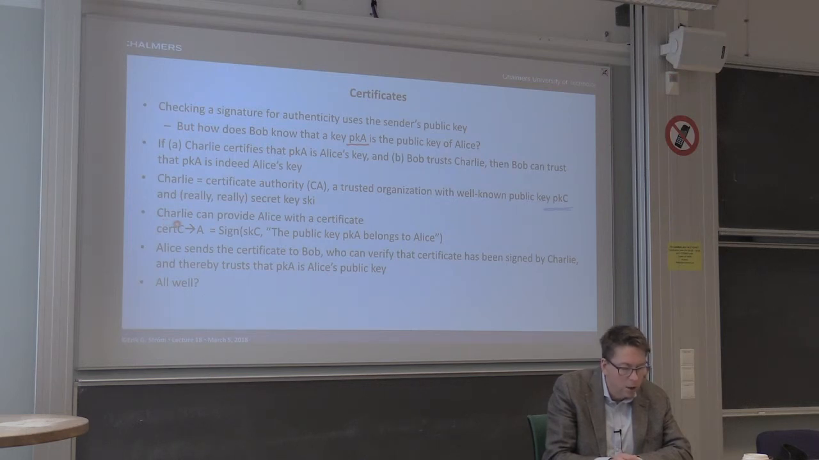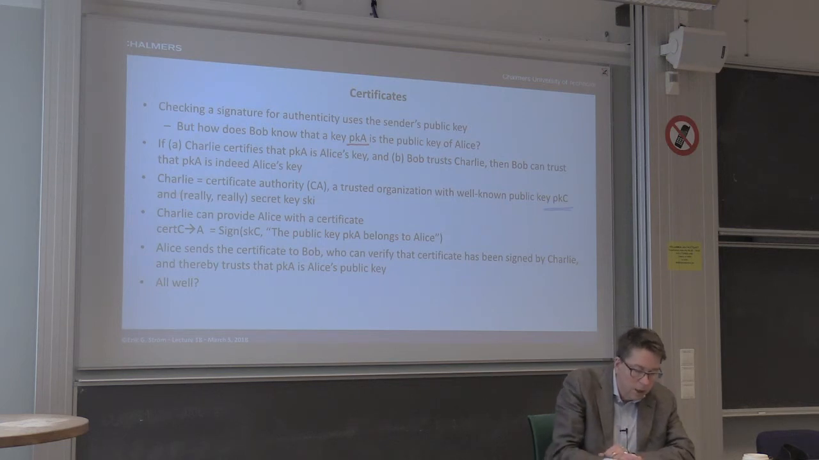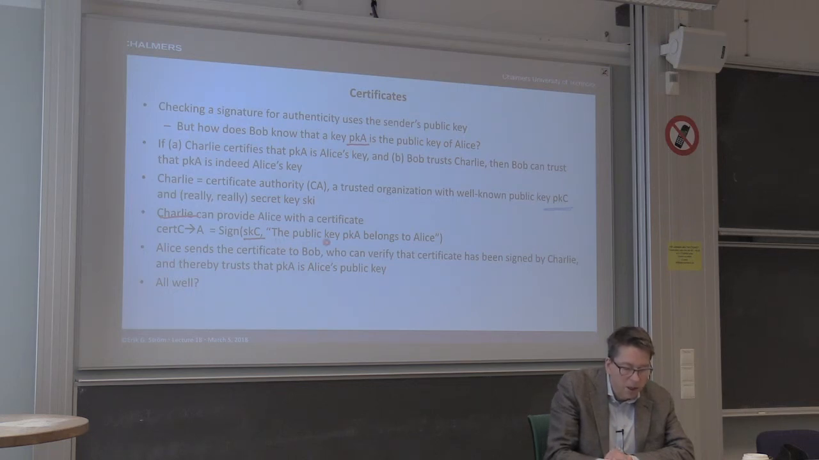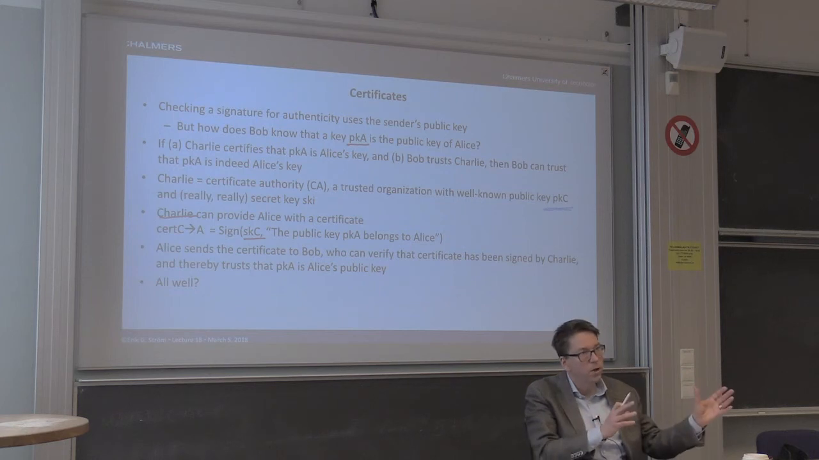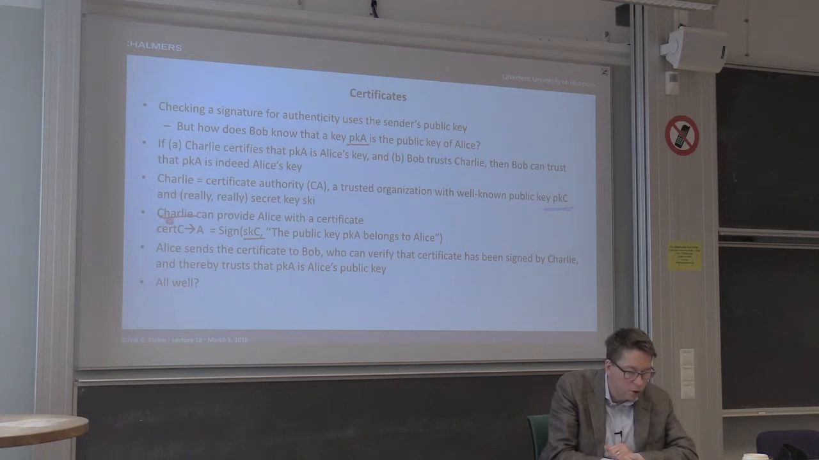So Charlie can now provide Alice with a certificate, certificate C to A, which says this. It's signed with the secret key of Charlie. So SKC is Charlie's secret key. And Charlie says the public key PKA belongs to Alice. Alice can get this message and send that with her own messages. And then anybody who trusts Charlie can see that Charlie says that Alice's key is PKA.